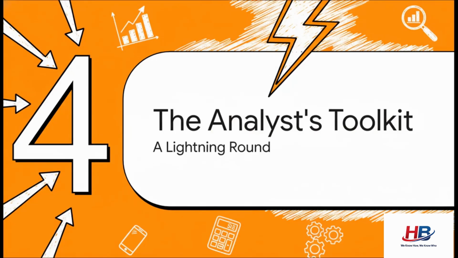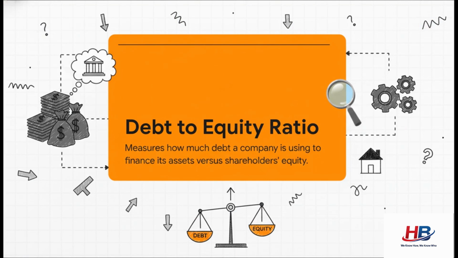Okay, theory is great, but let's make this feel a little more real. We're going to do a quick lightning round, dive into the analyst's toolkit, and look at a couple of the most common ratios you'll see. All right, first up, the debt-to-equity ratio. This one is a classic for figuring out a company's risk level. You basically take its total debt and compare it to how much money the owners actually have in the business. It's asking a really simple question. Is this company funded more by lenders or by its owners?